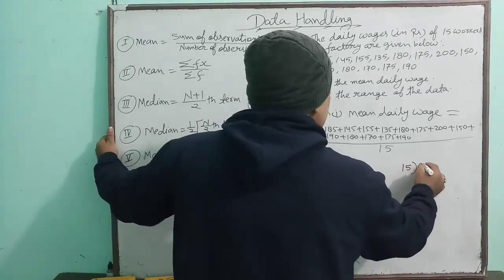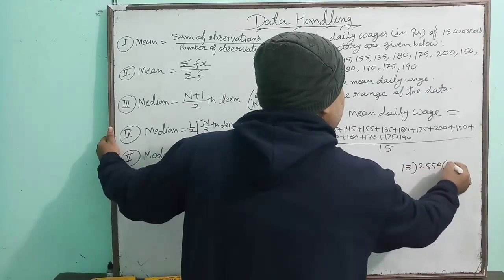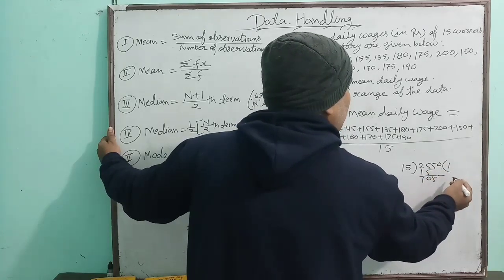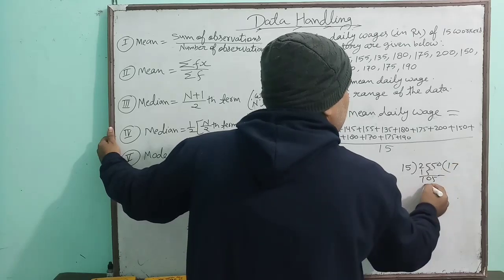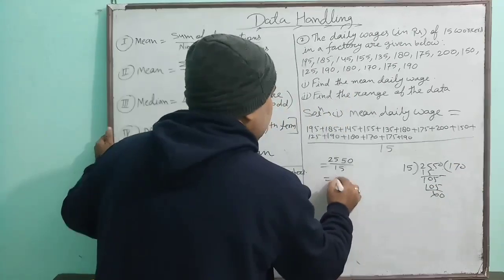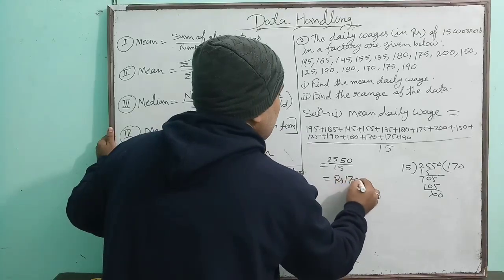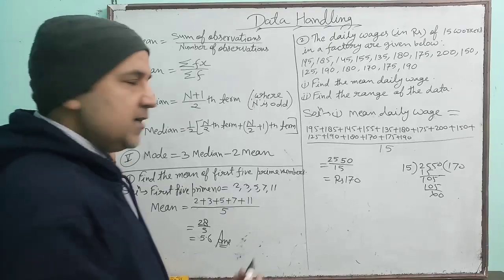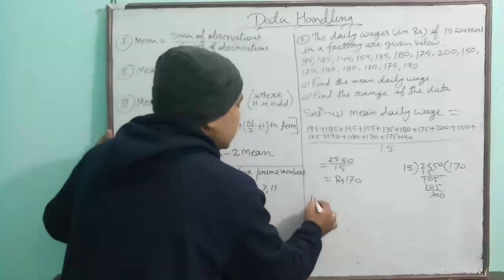See this one. 15 sevens are 105, and then 0. That means rupees 170 is the mean daily wage. Okay. See, the question is very simple, children.